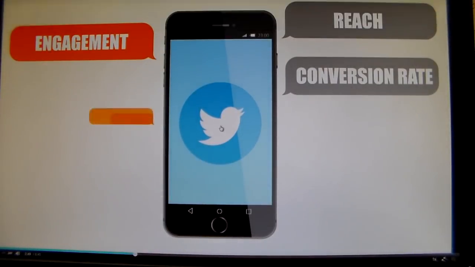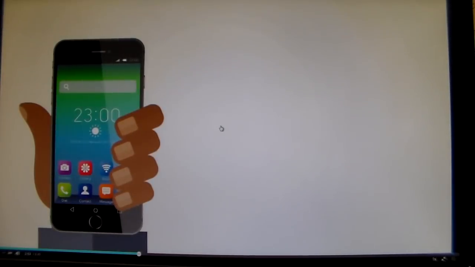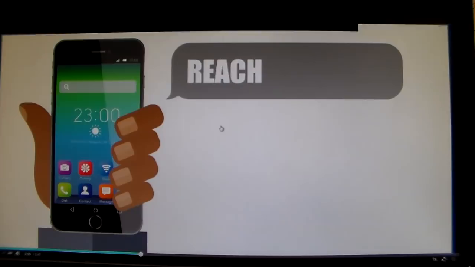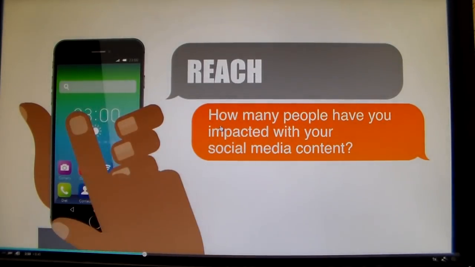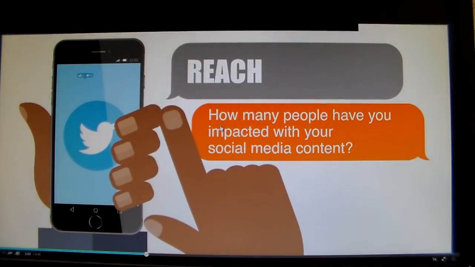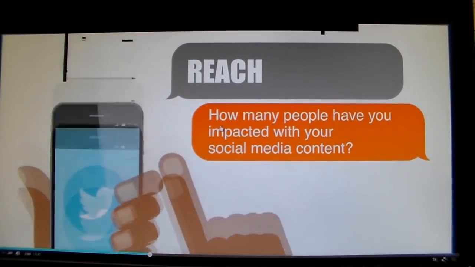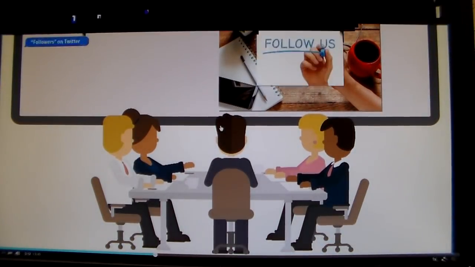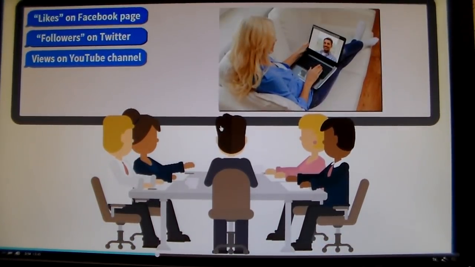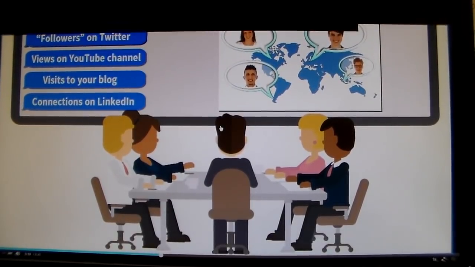Generally speaking, there are 7 steps to measure your social media ROI. Step 1, we need to calculate the reach metrics. This means how many people have you impacted with your social media content. Measuring reach will give the marketers a clear idea of how attractive their social media messages are to their target audience. Examples of reach metrics to track include likes on a Facebook page, followers on Twitter, views on your YouTube channel, visits to your blog, connections on LinkedIn.